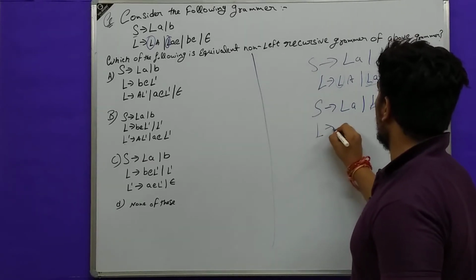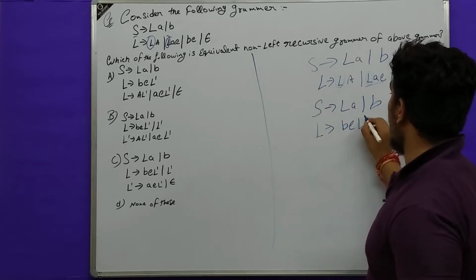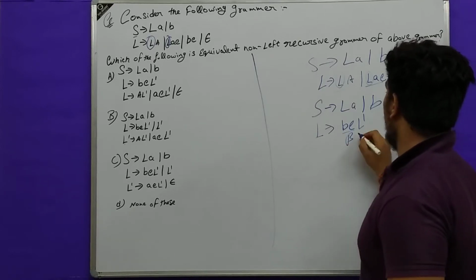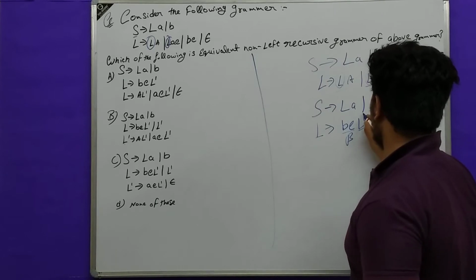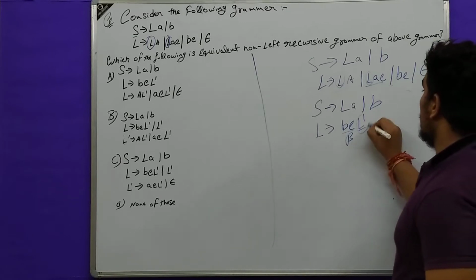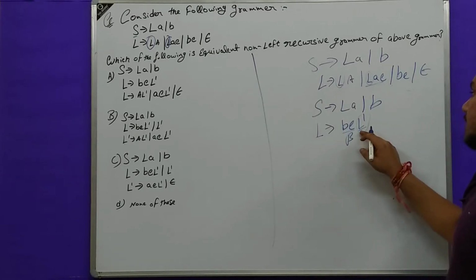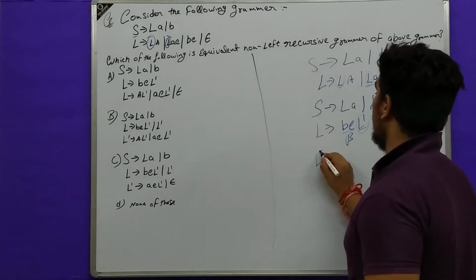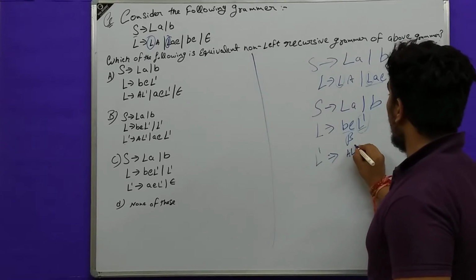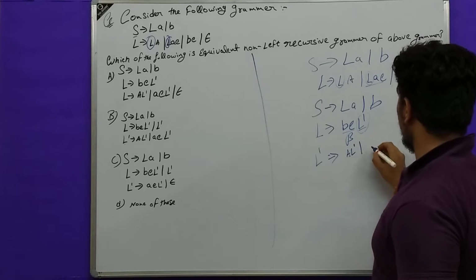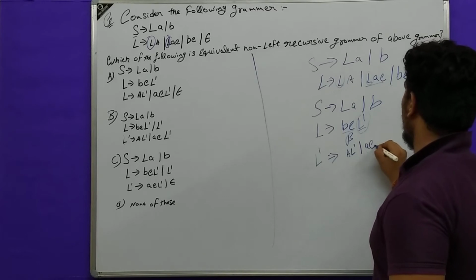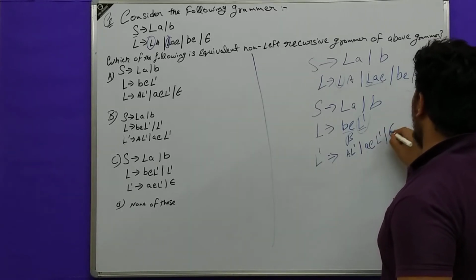Okay. Now L goes to B E L dash because it works like beta, and here is the left recursion factor which will be maintained by another variable L dash. Put L dash here. Now L dash goes to A L dash or epsilon or E A E L dash or epsilon.